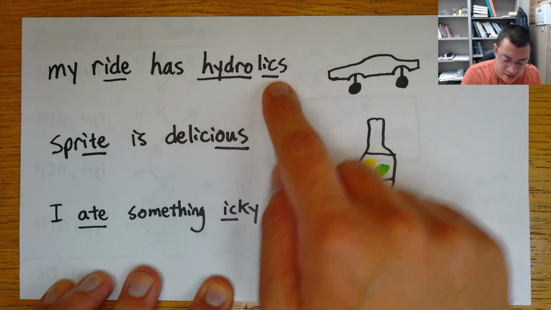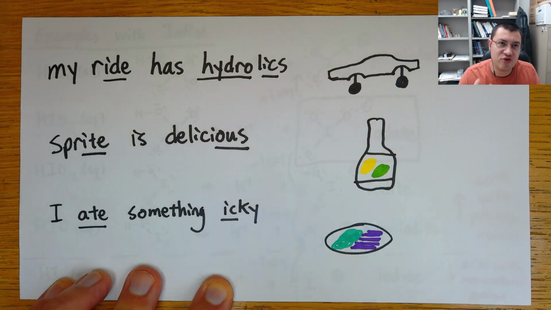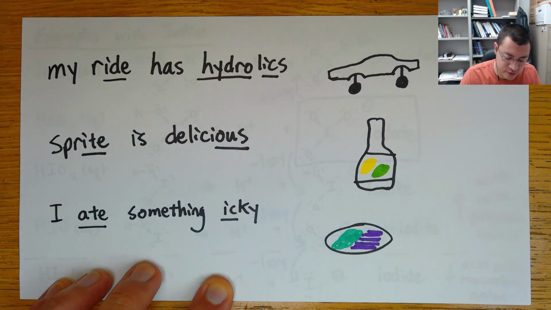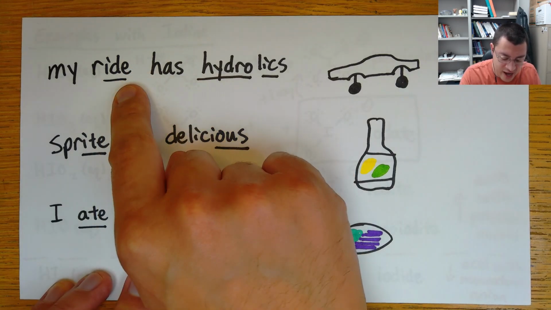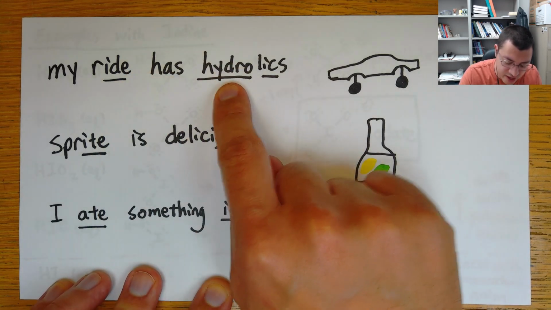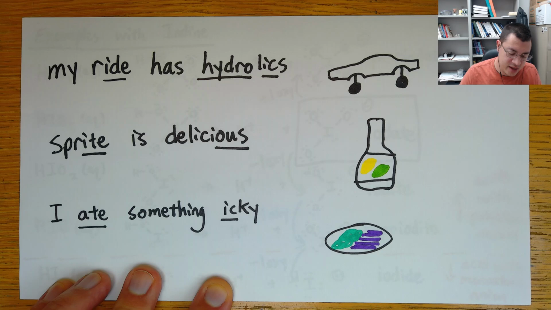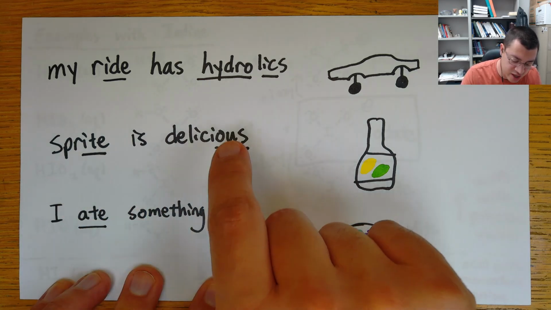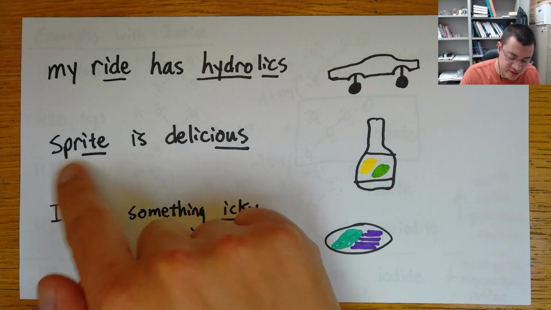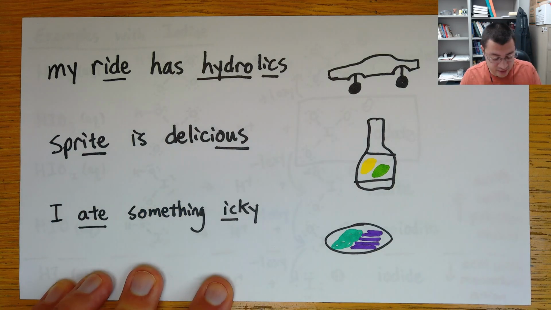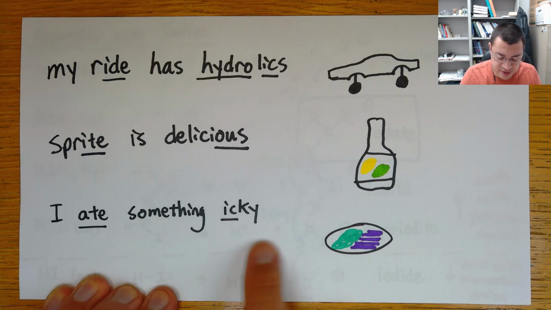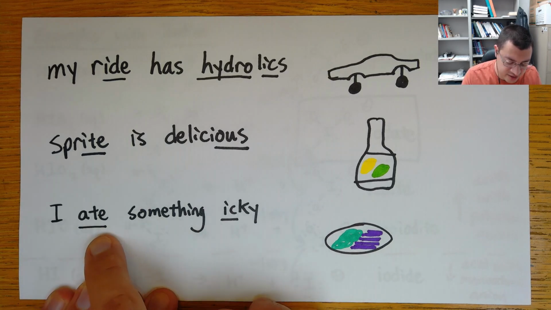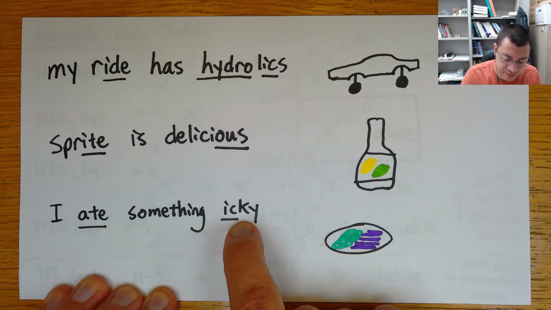My ride has hydrolics instead of hydraulics, hydrolics. So if your anion ends in "ide," put a hydro in the front and an "ic" in the back. If your anion ends in "ite," then change it to an "us." So Sprite is delicious. And then lastly, I ate something icky. If you have "ate," then change it to an "ic."